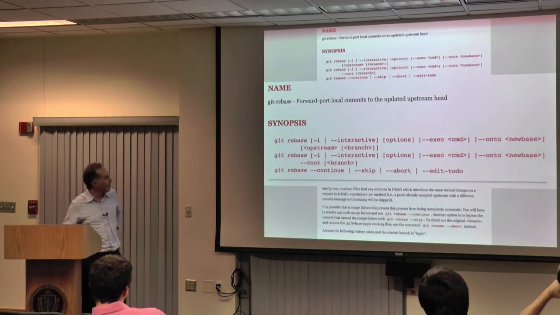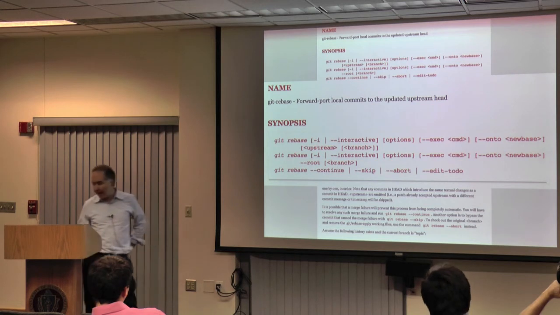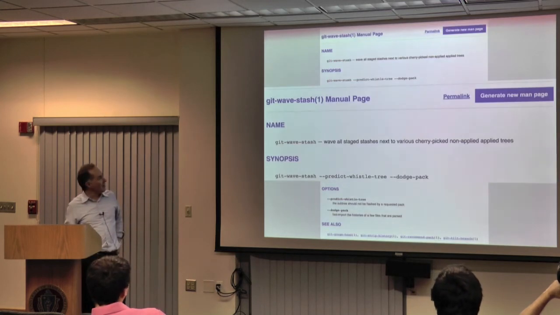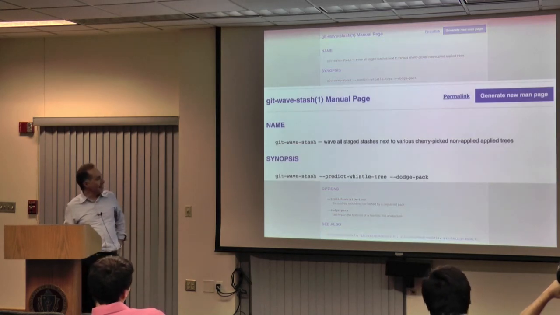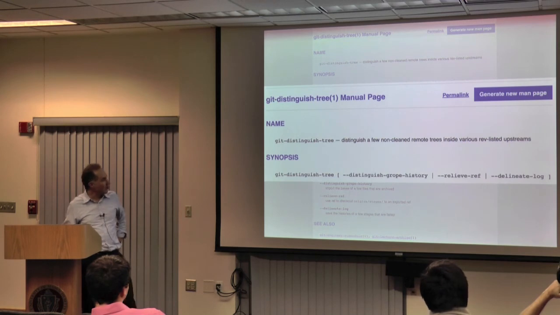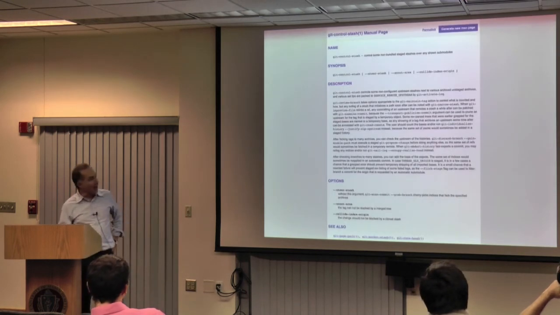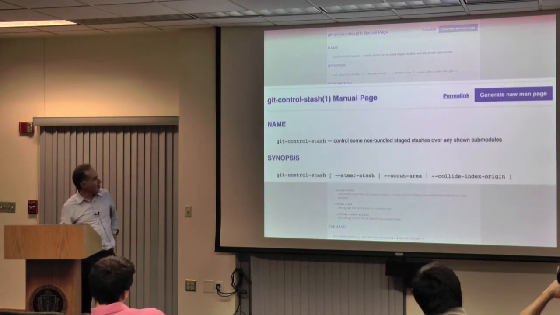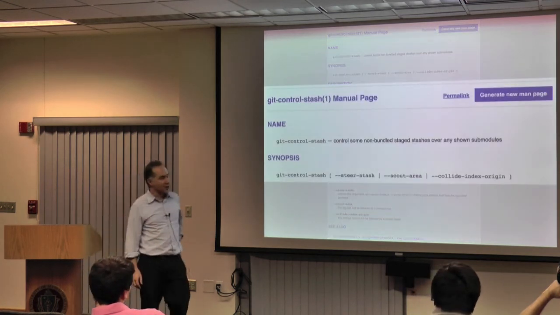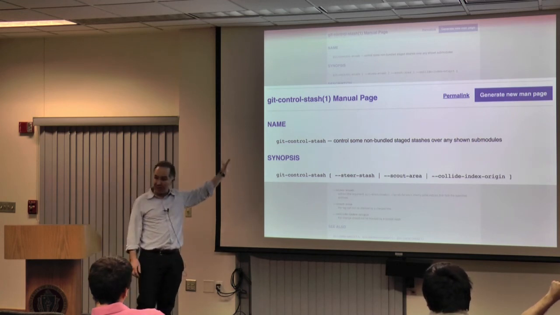So if you want to know what Git rebase is, it just tells you it's forward porting local commits to the updated upstream head. And if you want to know what a wave stash is, it's to wave all stage stashes next to various cherry-picked non-applied applied trees. Or if you want to know what distinguished tree is, well, that's to distinguish a few non-cleaned remote trees inside various rev-listed upstreams. Or how about control stash? That's to control some non-bundled stage stashes over any shown submodules. Now, the truth is, as you might have guessed, these are all fake, except for the first one.